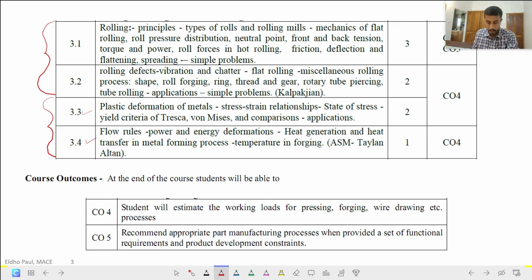The second course outcome is that you can recommend an appropriate part manufacturing process when provided a set of functional requirements and product development constraints. At the end of this course, as an engineer, you will get an idea which manufacturing process, which metal forming process, is appropriate for the production of a particular part. When we convert a raw material into a final product using a metal forming process, which is the most appropriate one? You will gain the ability to select the appropriate metal forming process for the production of a particular part.